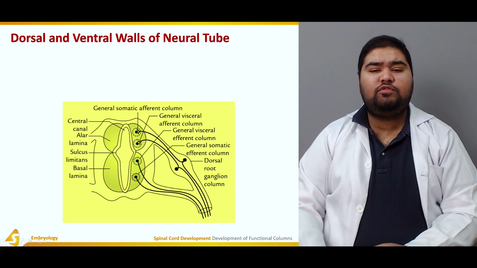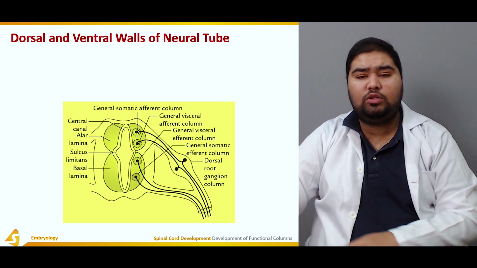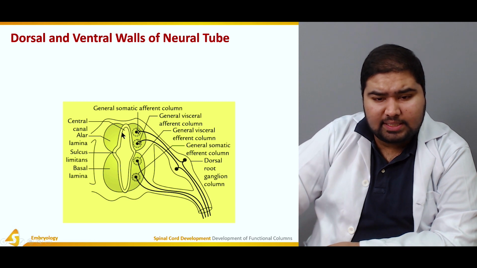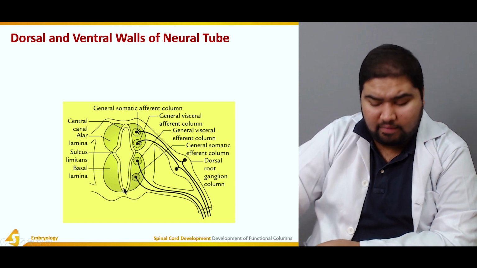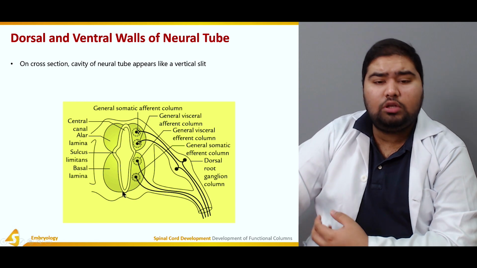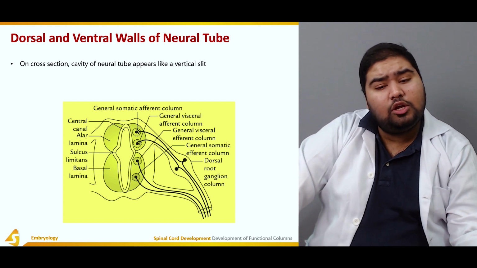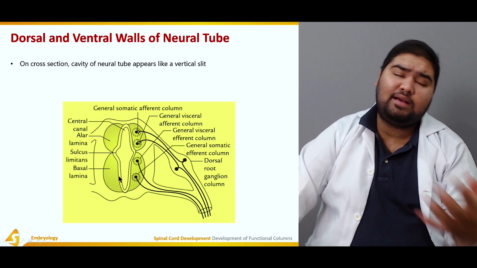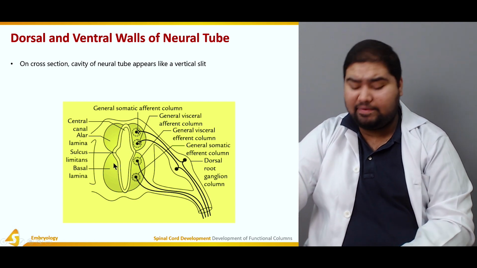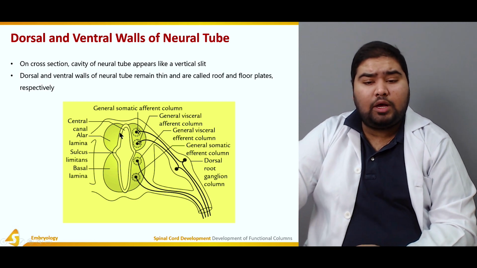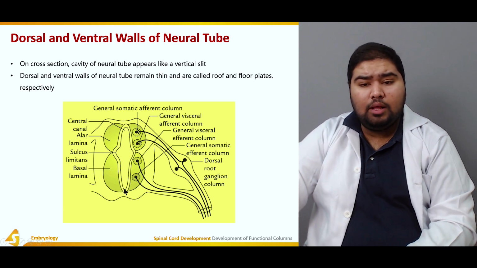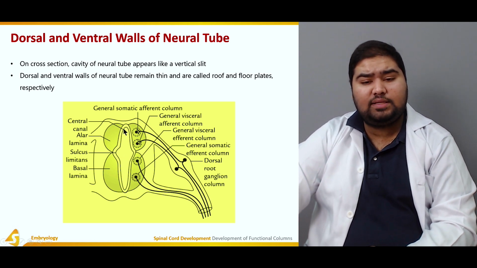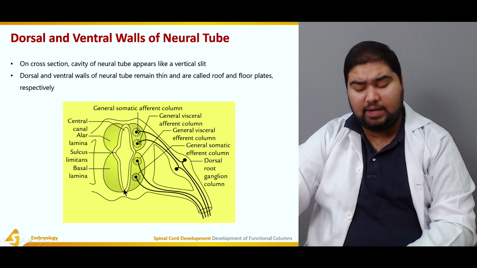So first of all, we have the dorsal and the ventral walls of the neural tube. So this is the neural tube. This is the dorsal wall and this is the ventral wall. On cross section, the cavity of the neural tube appears as a vertical slit. Here you can see a vertical slit, and this is the cavity of the neural tube. Now the dorsal wall and the ventral wall remain thin and are called the roof and the floor plates respectively. This is the roof plate and this is the floor plate.